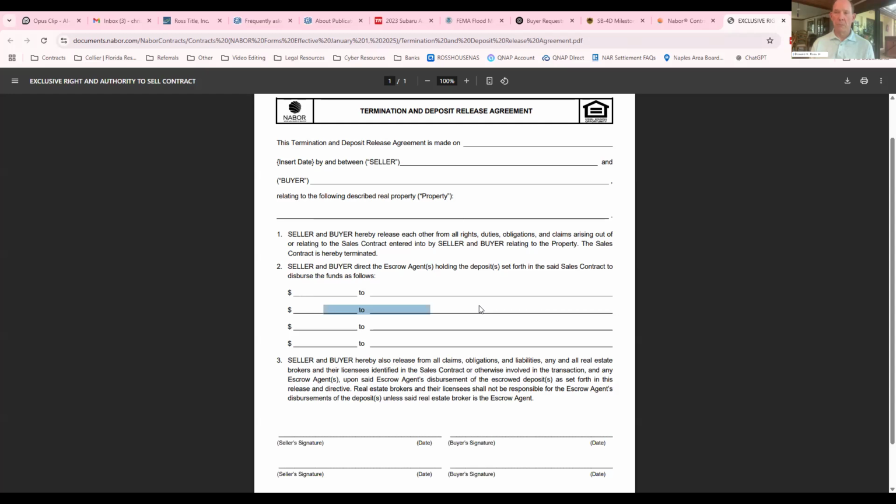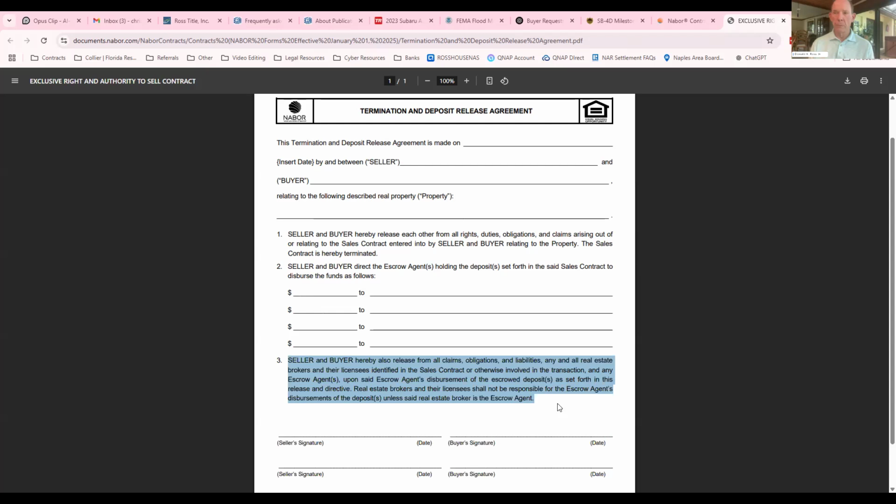And I'll usually put in the reason for it. We're terminating under the condo review period. We're terminating under the as-is contingency or financing contingency. If it is a financing contingency, I would probably include the loan denial letter or something of that nature. So this is the form. Notably, if you look at number 3 here, seller and buyer also agree to release from claims, obligations, and liabilities the real estate brokers. And they give some sort of limited liability, or release liability, to the escrow agent regarding the deposits.